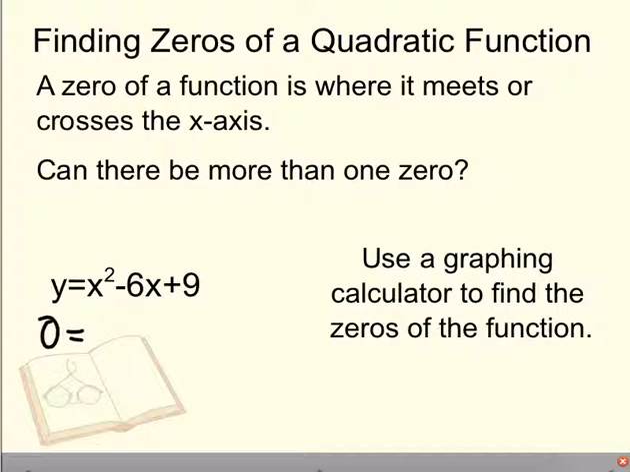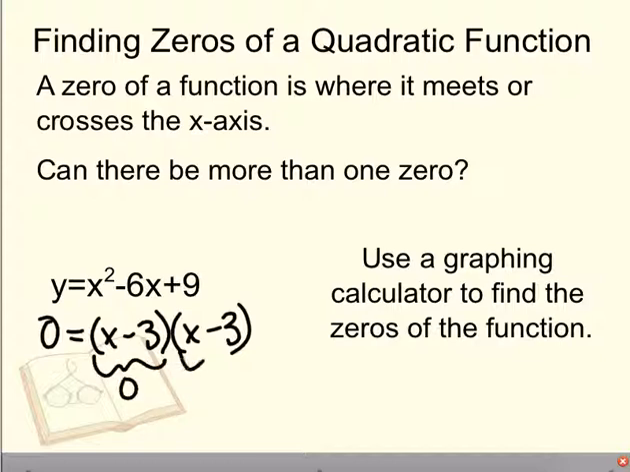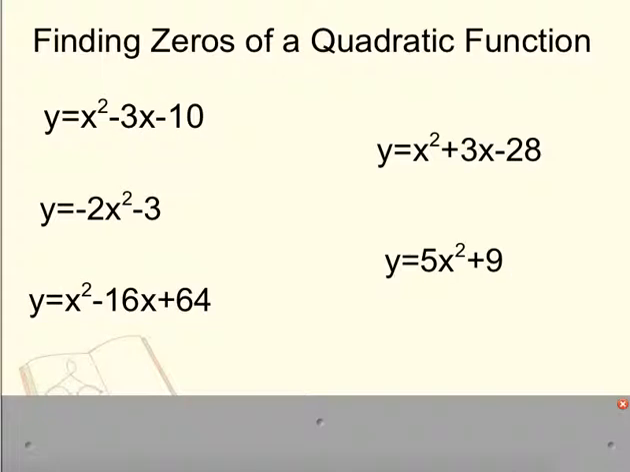We can factor this to find what x would equal by saying this is x minus 3 times x minus 3. And so if two things multiply to be 0, then this must be 0 or this must be 0. So x, in this case, we just have one x-intercept at 3. Oftentimes there will be 2, or sometimes there won't be any. So you can try that with these, factor them, and I'll show you one more.